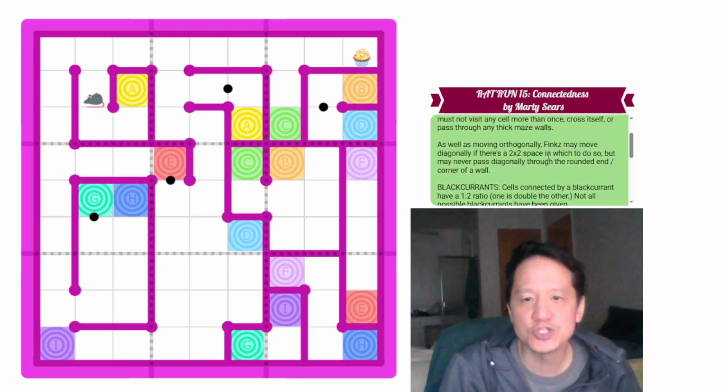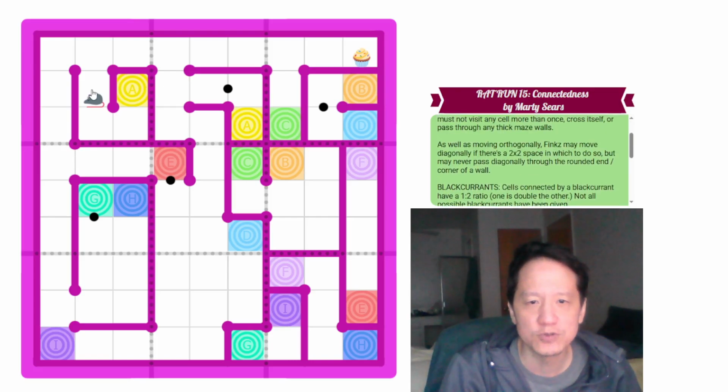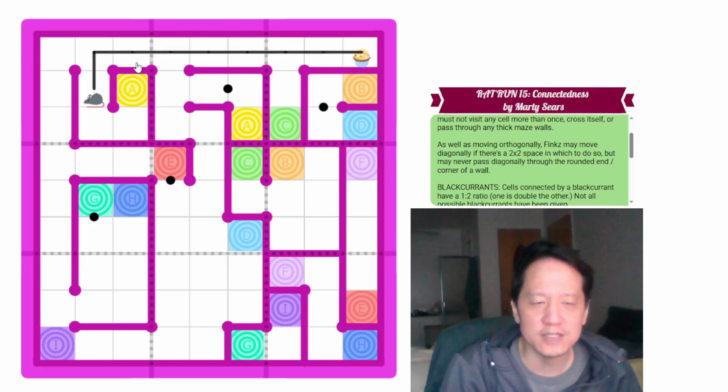And that's just the general idea of what it's trying to get through, of Finks trying to use its path to get to the cupcake. Now, if it were only this easy, but this is an example of Finks getting to the cupcake.